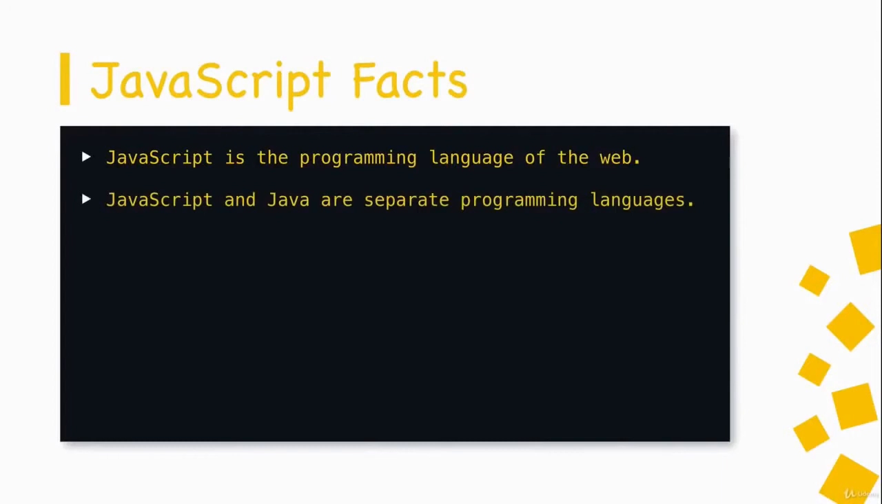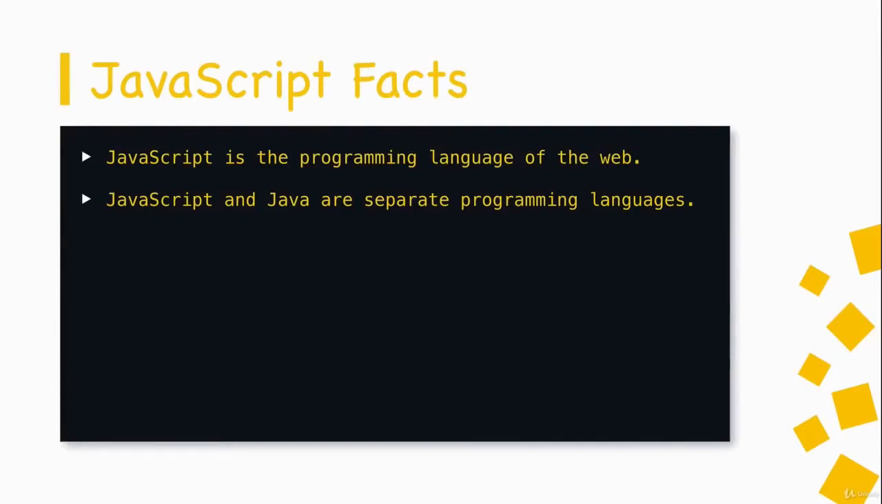JavaScript and Java are actually separate programming languages. So despite the similarity in the name, these two are actually separate programming languages. They are not the same. JavaScript is actually inspired from Java, and that's why JavaScript's syntax is very similar to that of Java's. However, these two are fundamentally separate programming languages.